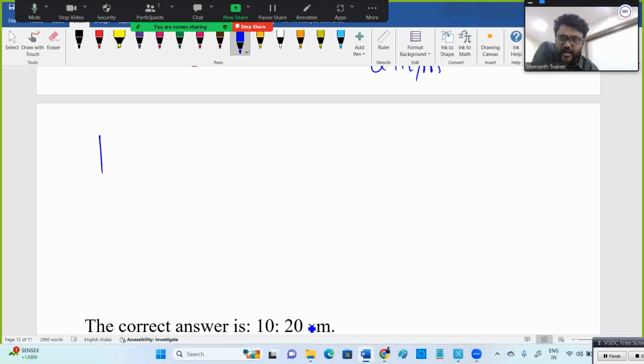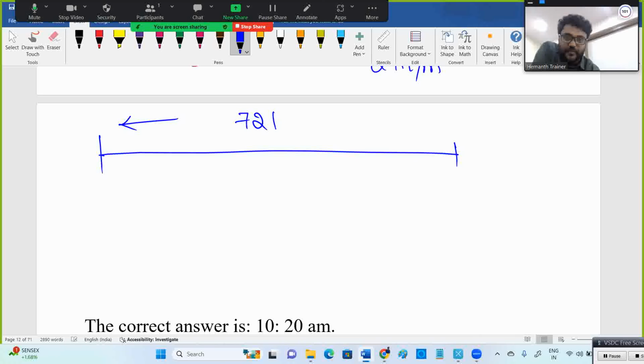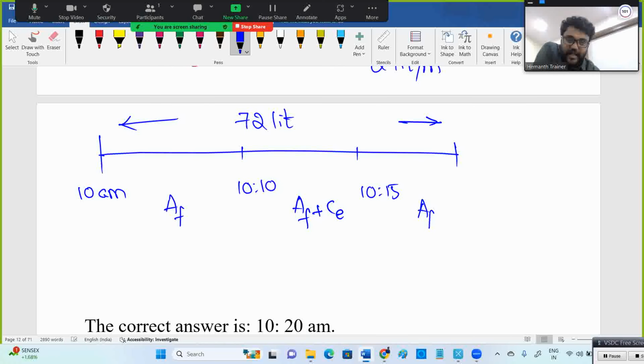Now, I'm drawing a small diagram here for your better understanding. Your total target is 72 liters. At 10 a.m. which is open? A open, right? At 10:10 C open. A is already there, now C also there. At 10:15 B. A already available, C already available, so B now added. Now here 10 minutes, right? First 10 minutes, who is there? Only pipe A. Is it emptying or filling? Filling. Next 5 minutes, A and C are there.